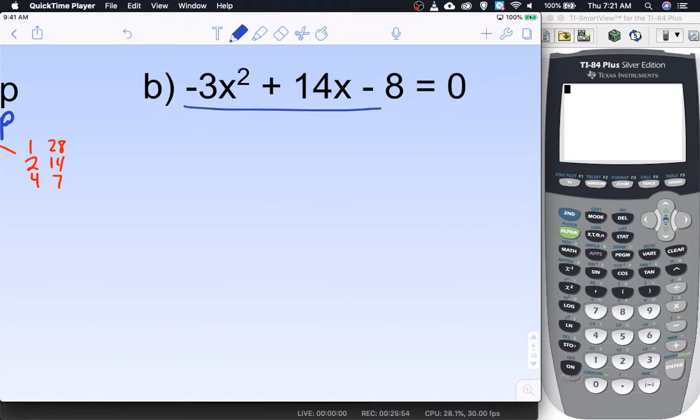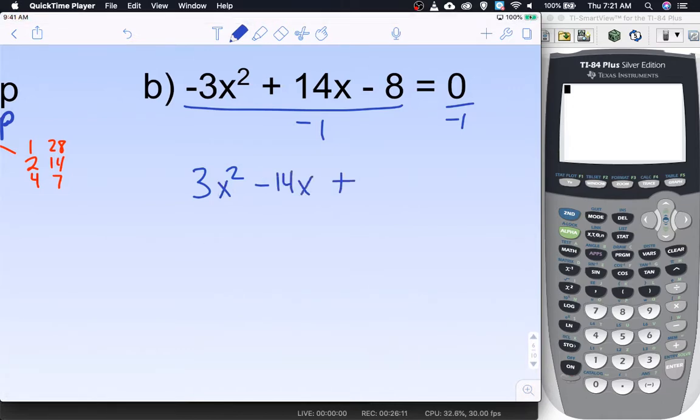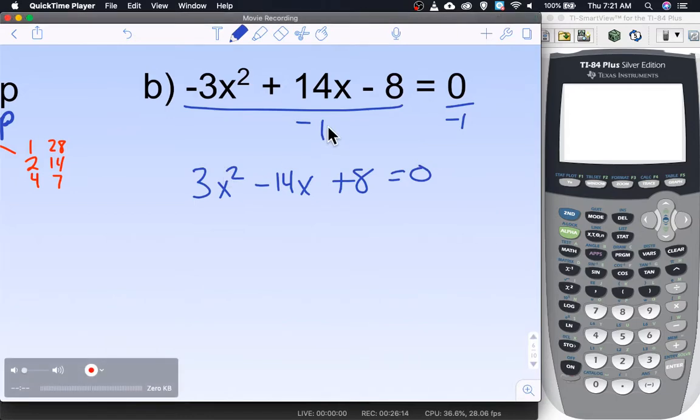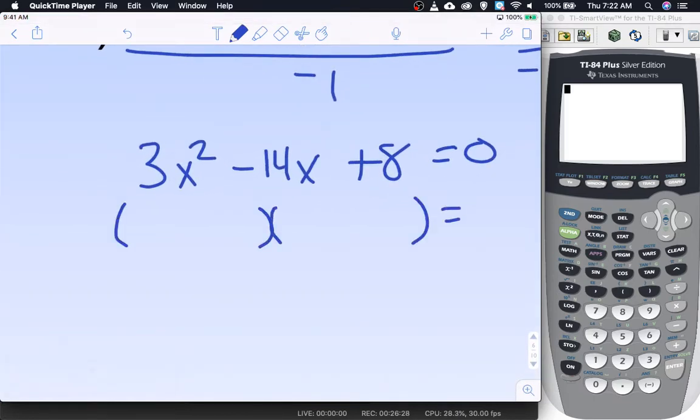If I divide the whole problem by -1, which we're allowed to do as long as you do everything to both sides, watch what happens. 3x squared, positive, because negative divided by negative is positive, minus 14x plus 8 equals 0. By dividing by -1, I've essentially just said, you know what? I hate you, negative. Go away. And he's gone. And I did change the sign of all the numbers. And now we can factor without having to worry about a negative. Ain't that snazzy?